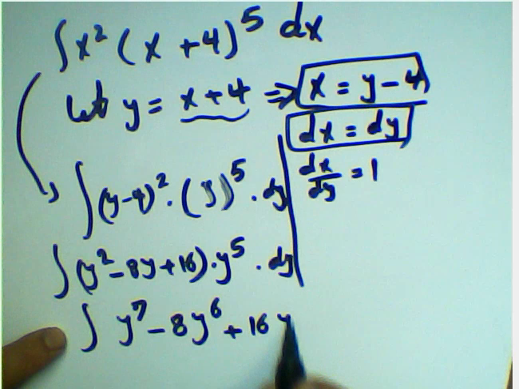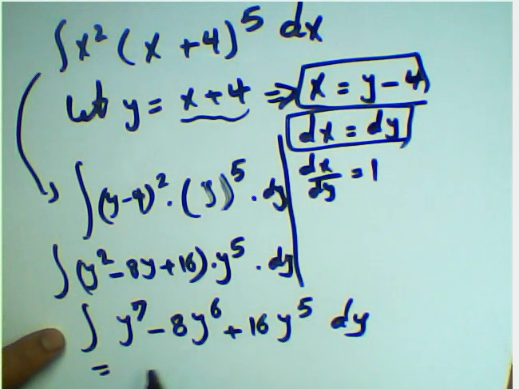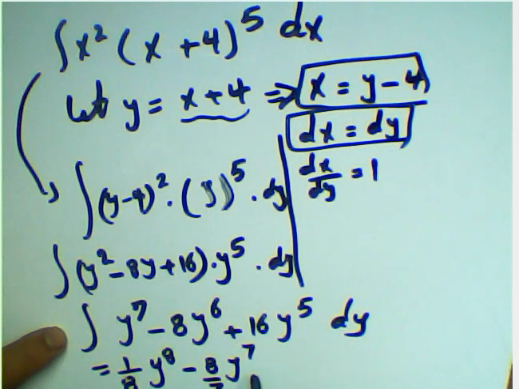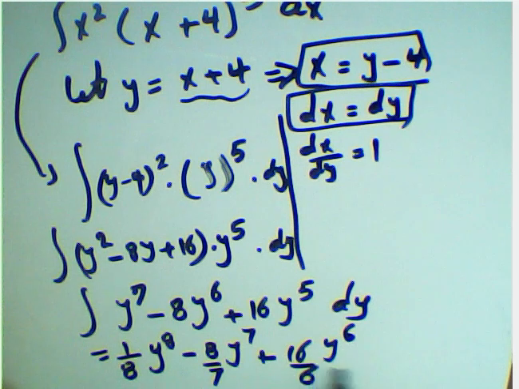Plus 16 multiplied by y power 5 dy, and then add 1 to the power, it will be y power 8 over 8, subtract 8 and y power 7 divided by 7, plus 16 y power 6 divided by 6 plus constant, and you can simplify it. 16 divided by 6, divided by 2, it will be 3 and it will be 8.